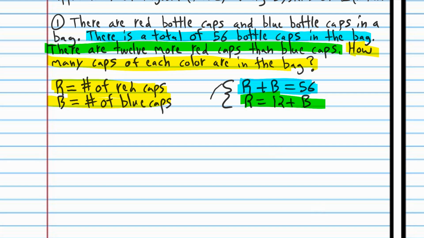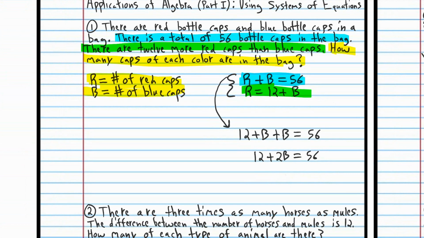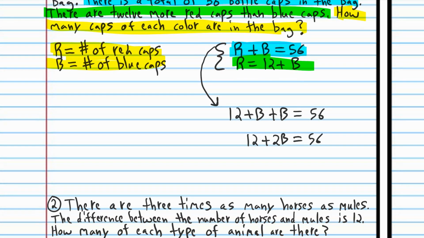So we're going to take the other equation and rewrite it, but instead of r, we're going to write 12 plus b. So instead of this r value here, we plugged in 12 plus b. And then we're just going to add the b's together. So b plus b is 2b. And then it just becomes a two-step equation. Subtract 12 from both sides and divide by 2. And you get b is equal to 22. And that's one of the answers.